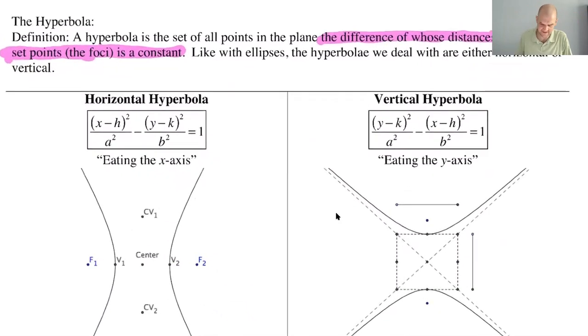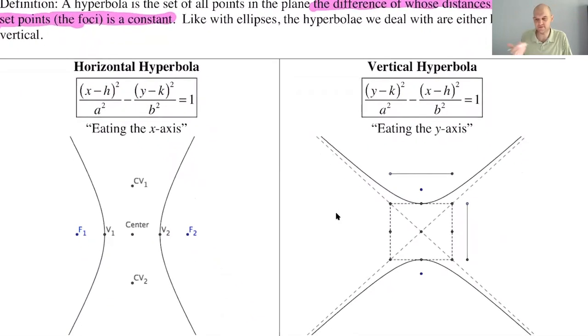So I always say eating. I mean, that sounds weird and maybe looks weird, but you kind of got to do it. Eating vertical, eating horizontal, you have to do that. And when you do it, you get a better sense. So here, vertical, I can tell it's going to be vertical because y comes first.